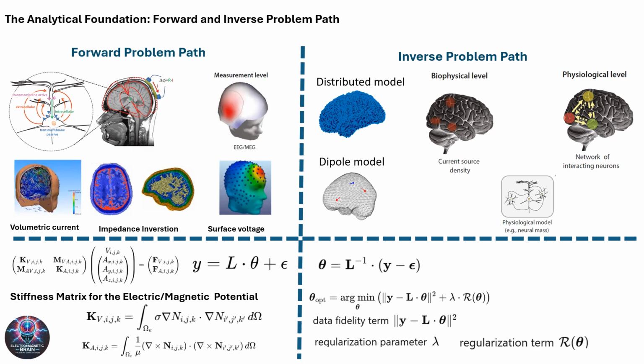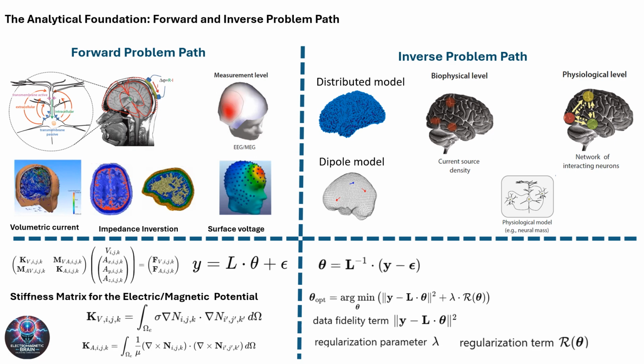This involves volumetric current reconstruction, mapping the distribution of electrical activity throughout the brain's volume. Impedance inversion, estimating the electrical conductivity of different brain tissues, which is essential for precise modeling. Surface voltage computation, relating internal neural activity to the MEG signals on the scalp.